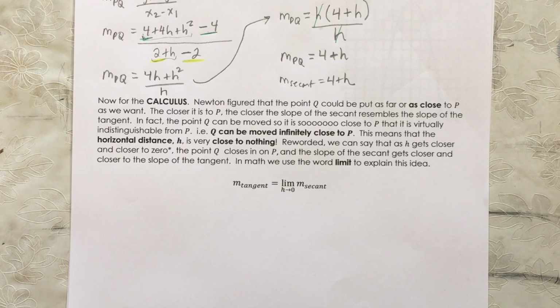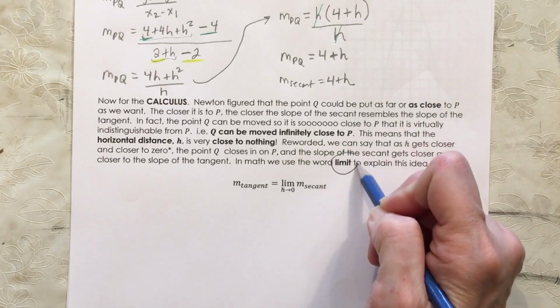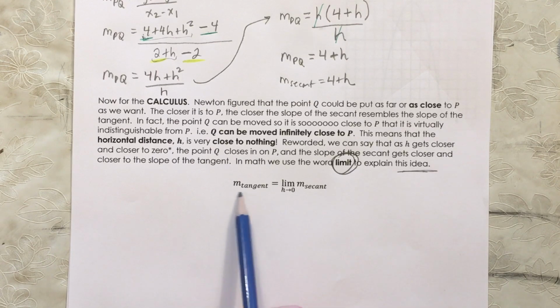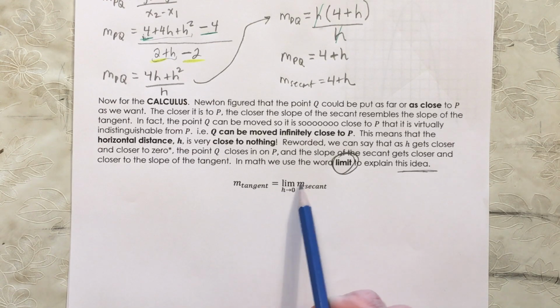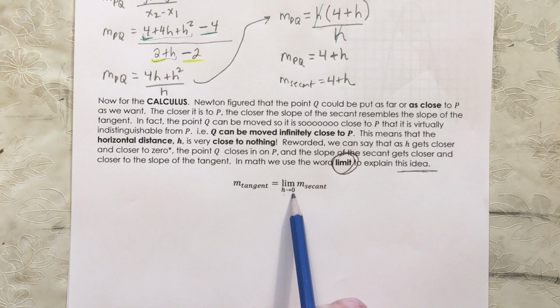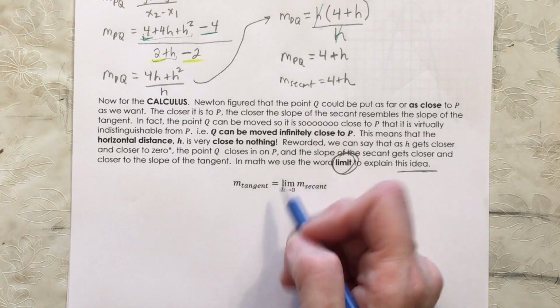Reworded, you could say that as h, that little horizontal distance, gets closer and closer to 0, the point Q closes in on the point P, and the slope of the secant gets closer and closer to the slope of the tangent. And he used the word limit to explain this idea. So he's saying that the slope of the tangent is the limit as that little horizontal distance h approaches 0 of the slope of the secant.